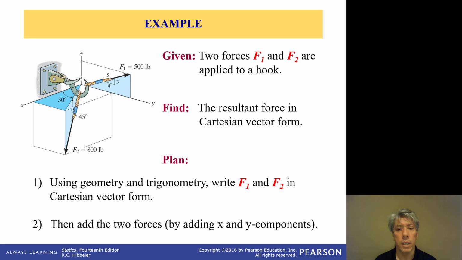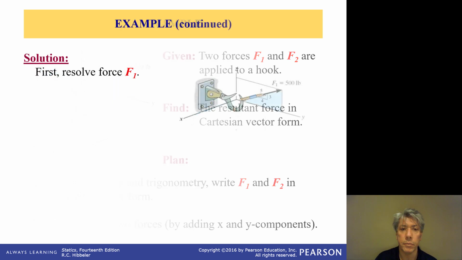So what will we do? Well, we'll write F1 and F2 in Cartesian form, then we'll add the two forces by adding their x, y, and z components. We should have said z here also because we're dealing with three-dimensional vectors. Now obviously F1 is only going to have a y and a z component, whereas F2 will have an x, a y, and a z component.